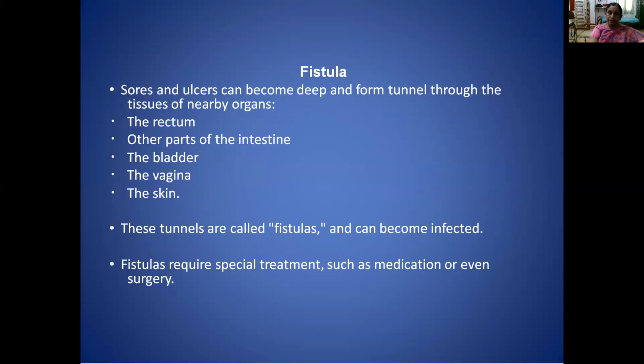Sores and ulcers can become more numerous and deeper and form tunnels through the tissues of the intestine as well as to adjacent organs. The organs commonly involved in this formation are the rectum, other parts of the small intestine, and the vagina, and these tunnels are called fistulas. They can become infected, and they need special treatment, either medication alone or even surgery. Both combined together have to be instituted for the patient.